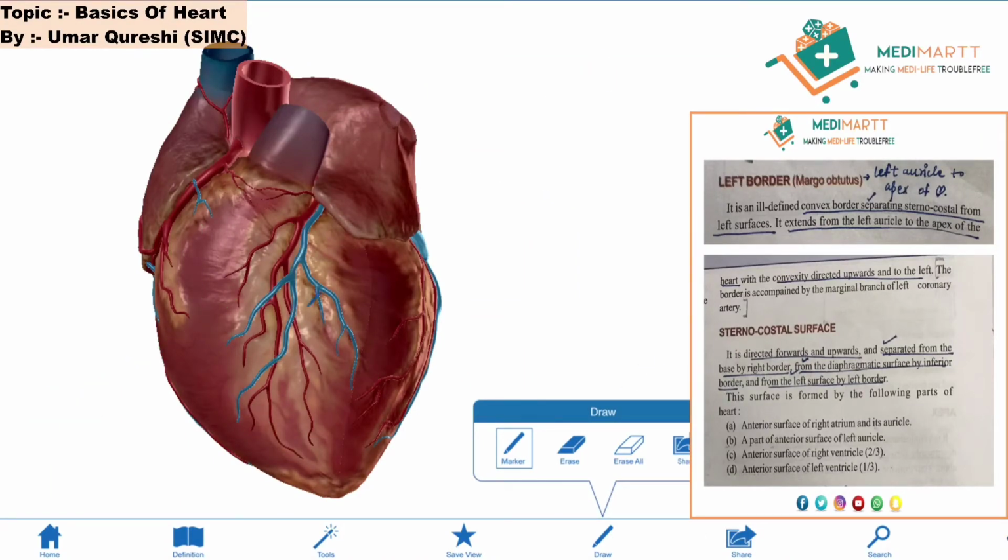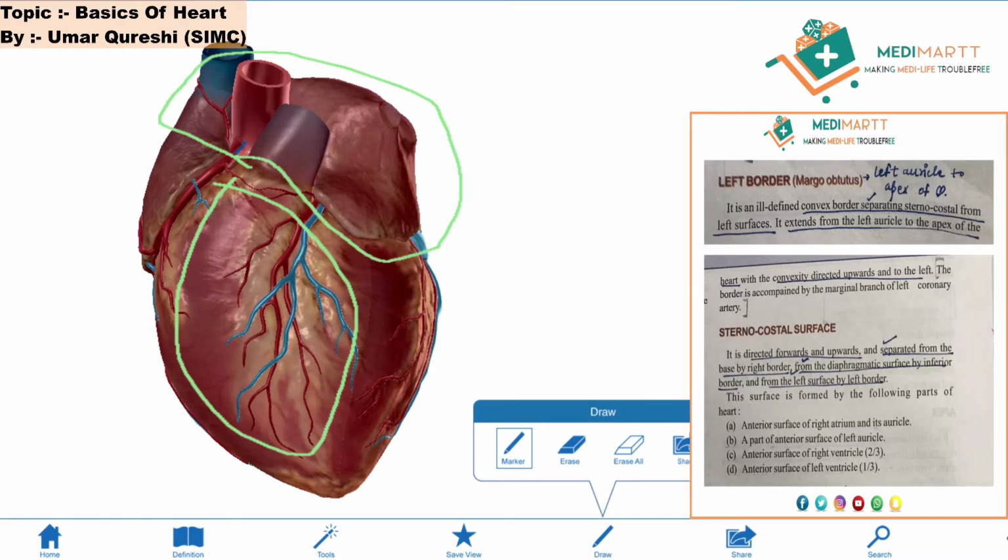Okay, then it is separated from the base by the right border. This is the sternocostal surface, and this is the base of the heart. So the sternocostal surface is separated from the base by the right border. This is the right border. This is what the author is trying to say. Then from the diaphragmatic surface by the inferior border.